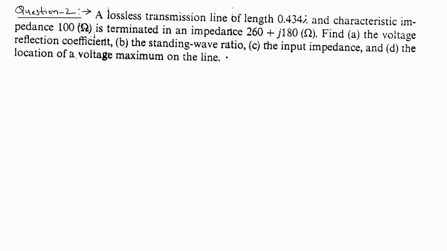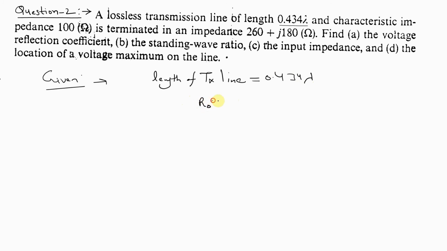A lossless transmission line of length 0.434 lambda. This is a slightly complex problem now, and the characteristic impedance is also given. So what is given: the length of the transmission line is equal to 0.434 lambda. This is the length, and the characteristic impedance R naught is equal to 100 ohm.